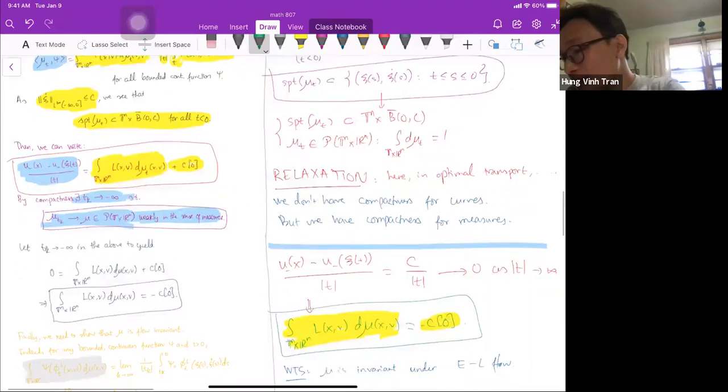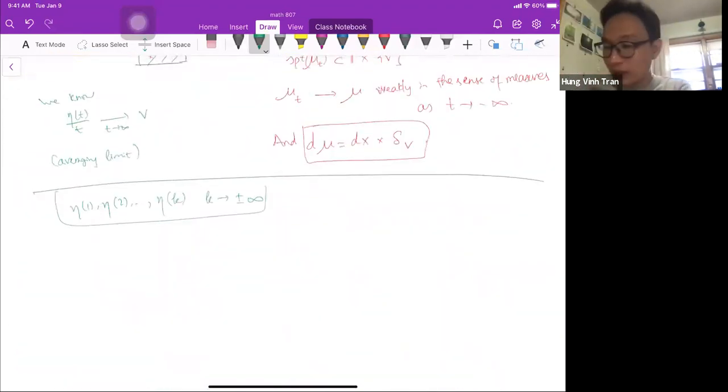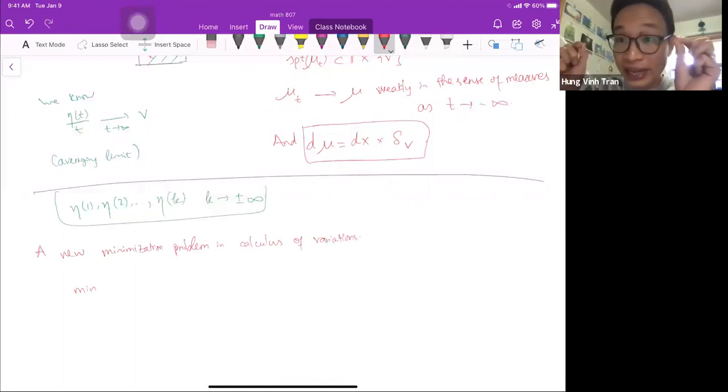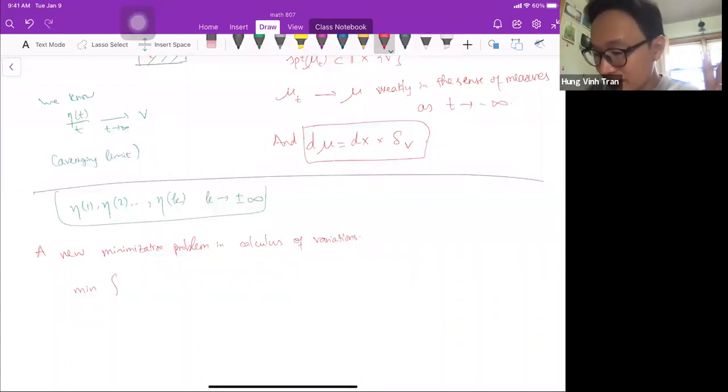That's amazing. And let me conclude finally: now we have a new minimization problem in the calculus of variations. Instead of minimizing along the curves, where a fixed length of the curves is fine, dealing with infinite lengths of the curves is typically problematic with compactness. So the minimization problem becomes very interesting. It's also minimizing the Lagrangians, but not along the curves, but along measures.